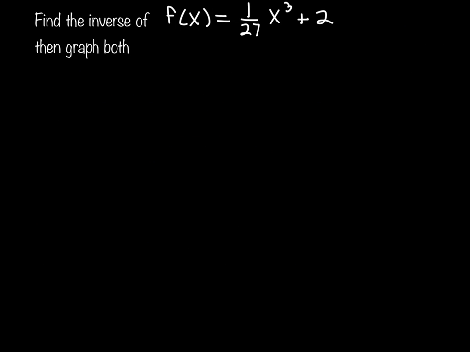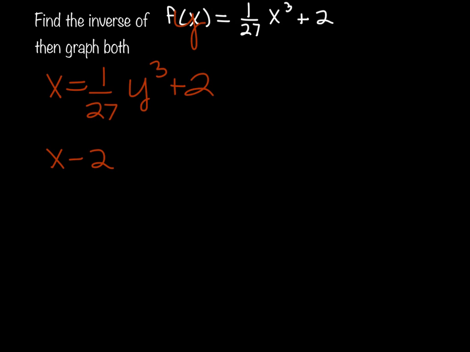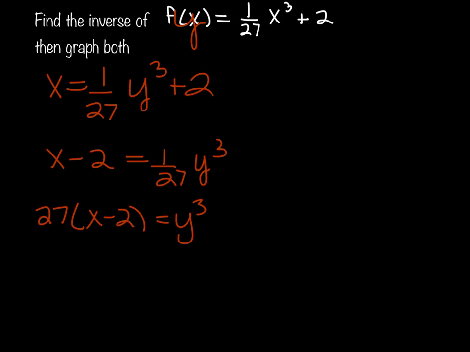All right, here's an example. I want you to find the inverse of f of x equals 1/27 x cubed plus 2, and then graph both. So we're going to switch x and y. Remember, f of x is the same thing as y. So I'm going to say x equals 1/27 y cubed plus 2. And then I'm going to solve for y. So I'm going to subtract the 2 first, and then I'm going to multiply by 27, and then I'm going to take the cube root.